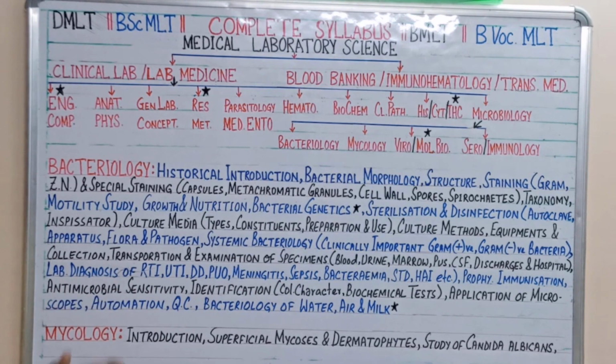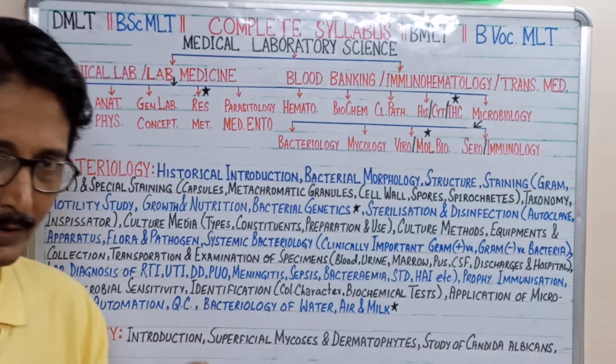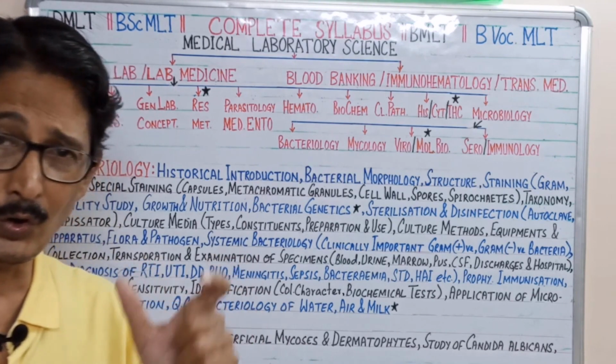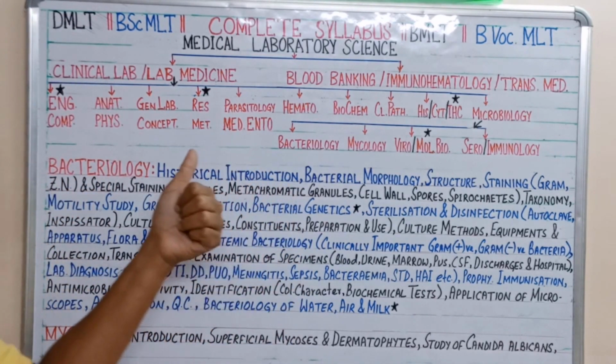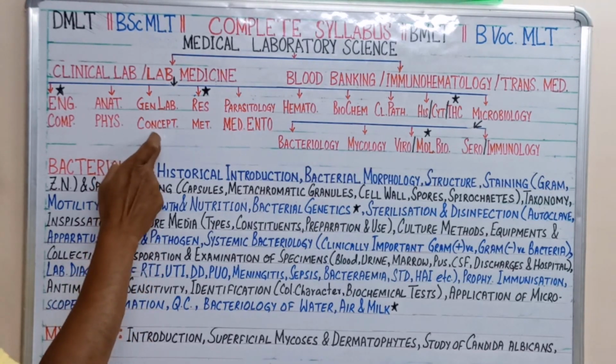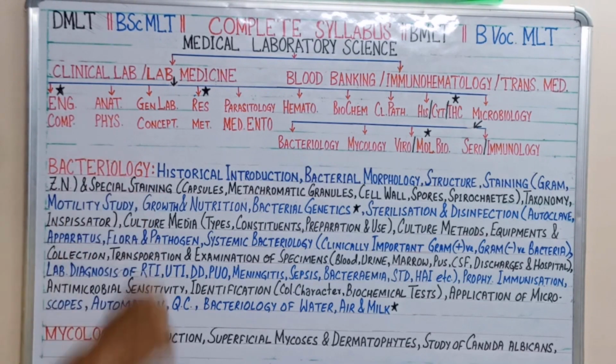So in the lab diagnosis part, we have to study the different diseases like RTI, that means respiratory tract infection, UTI means urinary tract infection, DD means diarrheal diseases, PUO. P stands for pyrexia. Pyrexia is a medical term. So medical terms you should study; you should buy a medical dictionary and study it. That is the general lab concept. You have to study the medical dictionary, otherwise you will always be confused.